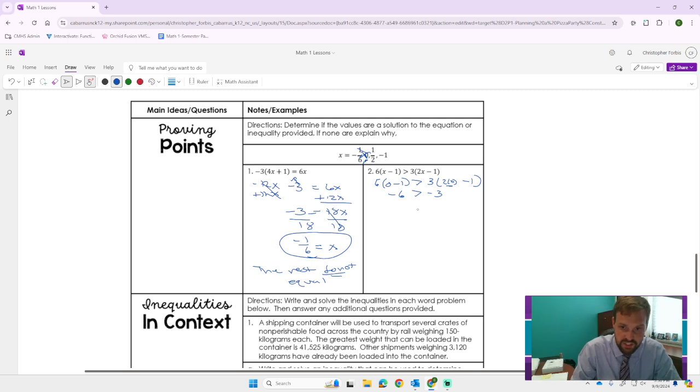Or I could do it this way. I could solve this inequality, right? I can distribute the 6. Oops. And then as greater than, I can distribute the 3.